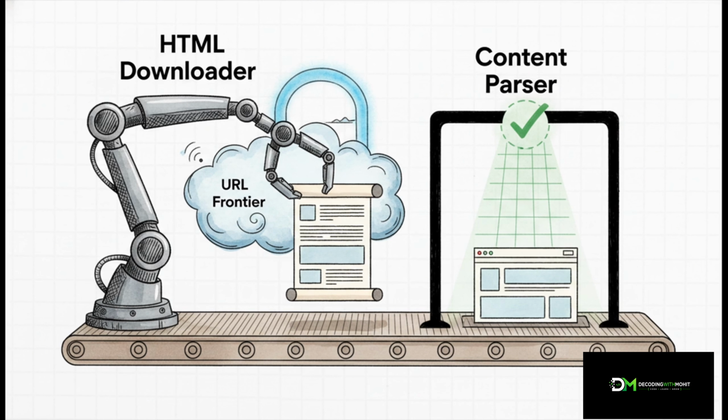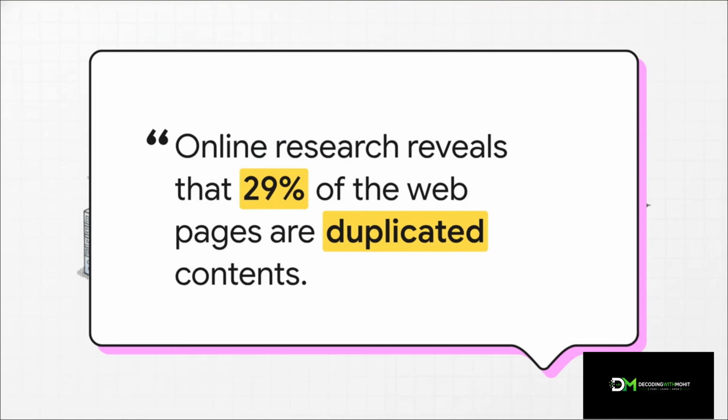Then it immediately gets handed off to the content parser. And this is basically our quality control step, making sure the page we just downloaded isn't broken or junk before we waste any more time on it. Now, this next step is so important. And here's why. Get this. Some research shows that almost 29% of web pages are just duplicated content, nearly a third.